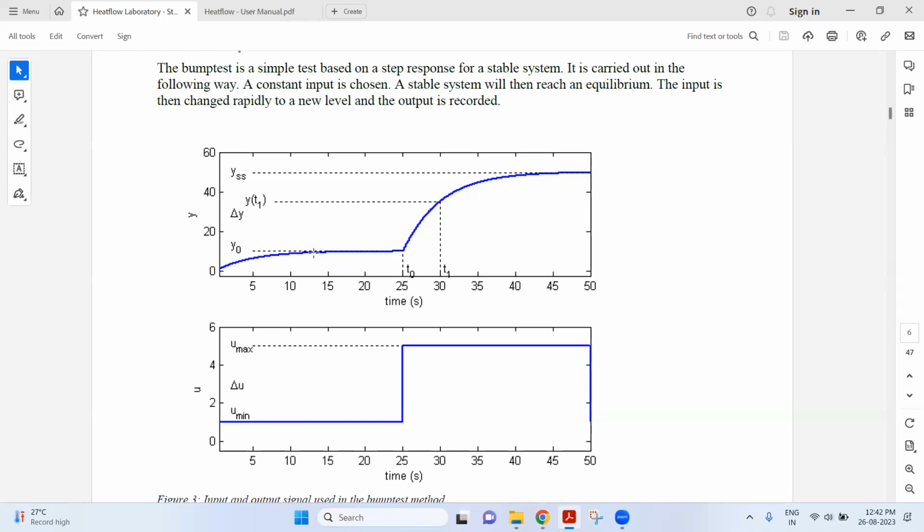Suddenly when we increased the fan speed, the heater speed and the blower speed, there was a steady curve. This curve is called the steady state curve. Now here also there is a difference. See, this was the maximum and this was the minimum. That is delta y.